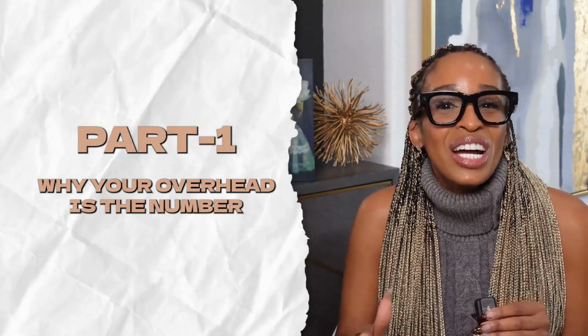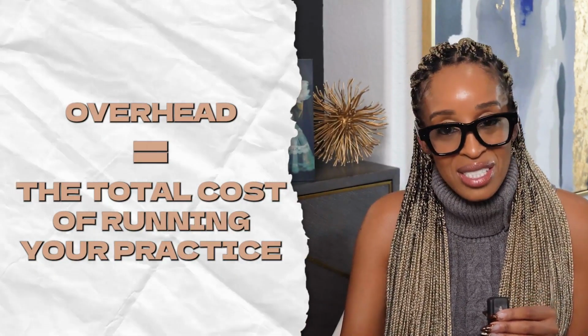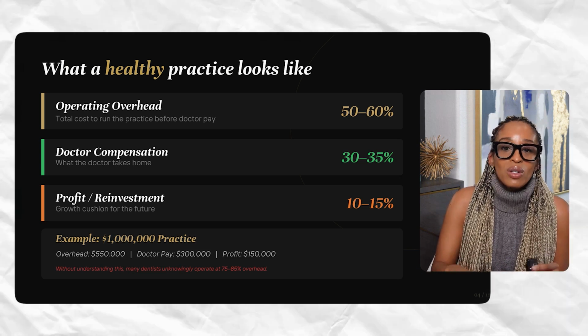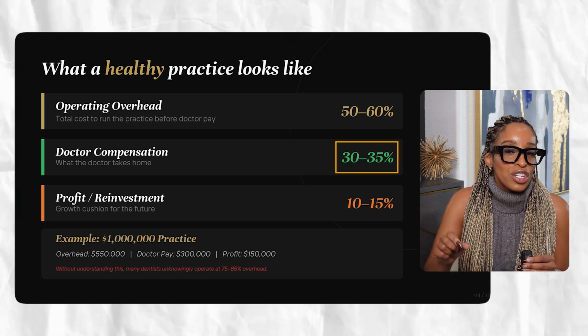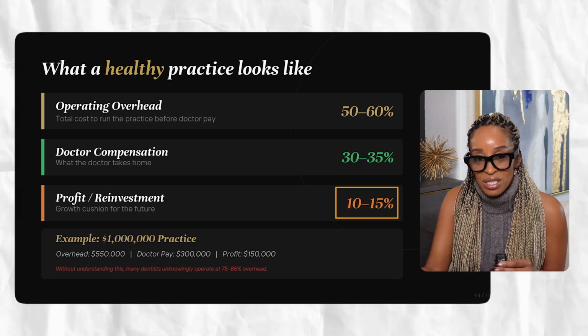Part 1, why your overhead is the number that runs everything. All right, docs, overhead is the total cost that's required to operate your practice before you pay yourself a single dollar. This is not just rent. This is not just your staff. This is totally everything. A healthy dental practice typically operates in a very specific range. Total operating overhead before doctor's compensation should be anywhere between 50 to 60%. Doctor's compensation is about 30 to 35%, and your profit or reinvestment back into the business is about 10 to 15%.